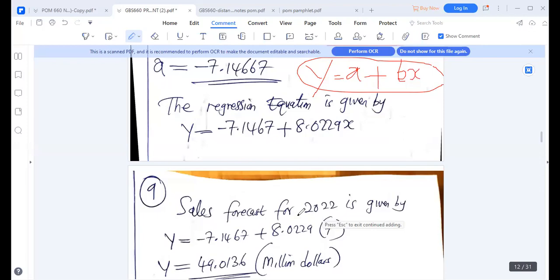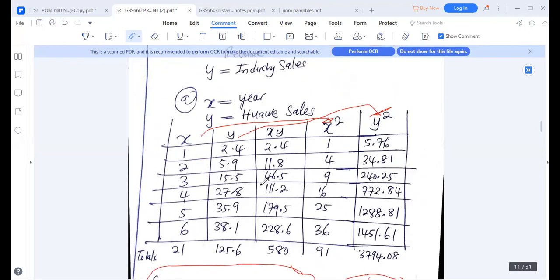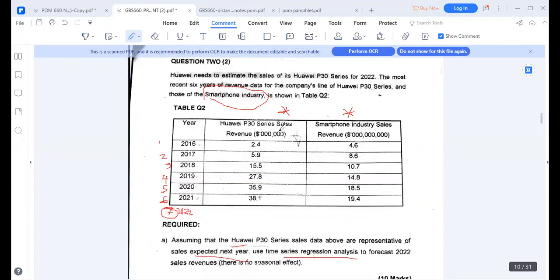So we are getting our sales forecast for 2022 is given by $49.0136 million, because all that we have been given, they were in millions. According to the question, these figures on top represent millions. Oh, yes. So now we can get down to the other parameter as we get into this.